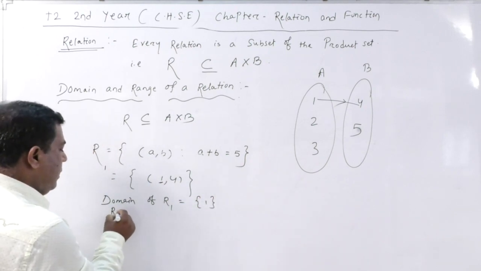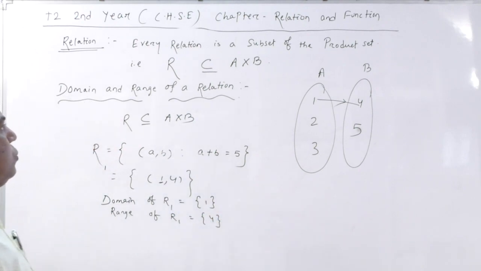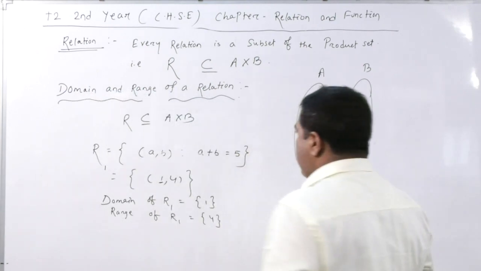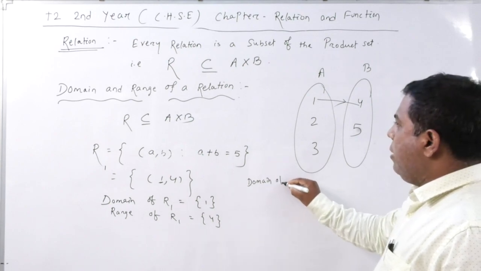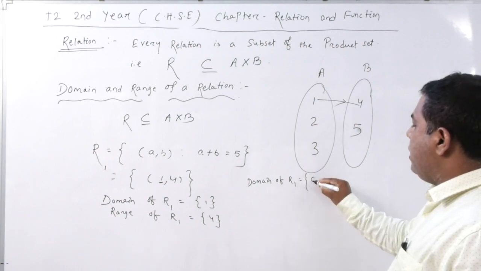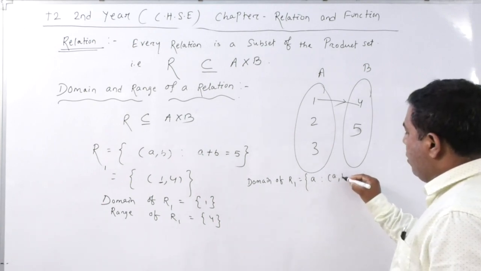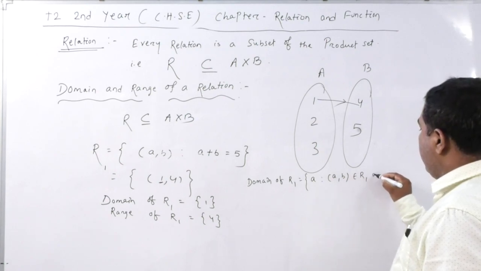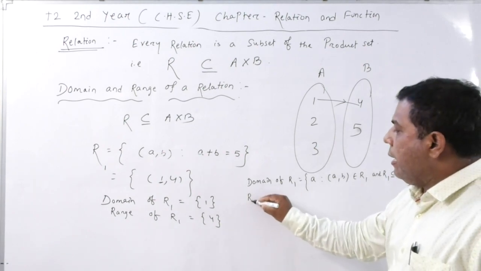Range of R1. So the domain and range of a relation. The definition of the domain of R1 equals the element a such that (a, b) belongs to R1, and R1 is a subset of A cross B. Similarly, the range of R1.